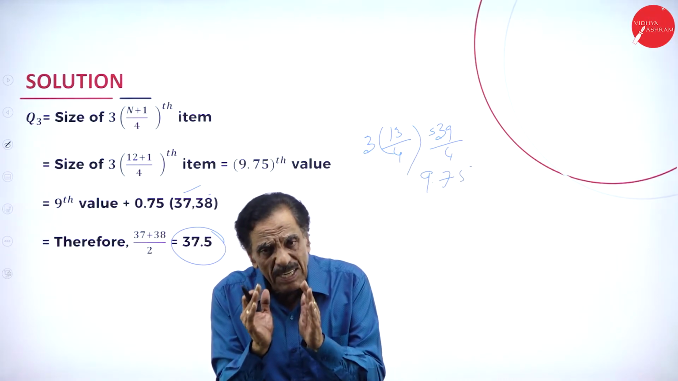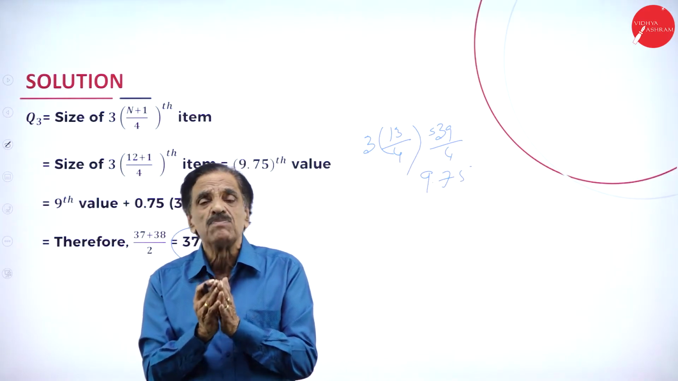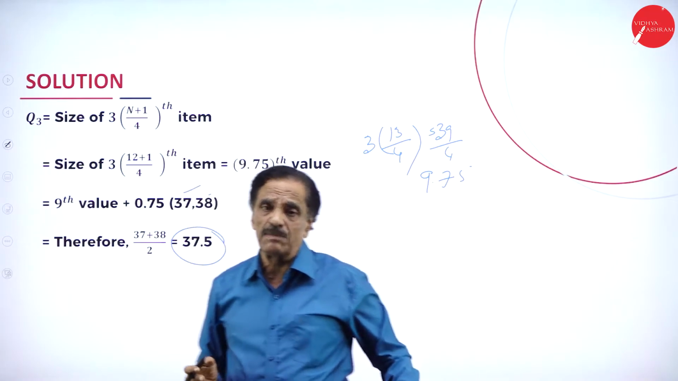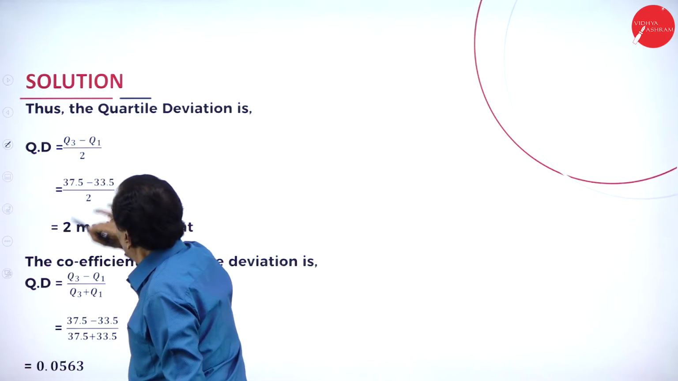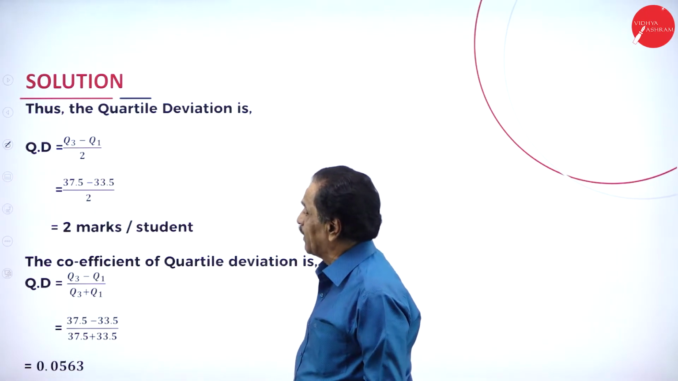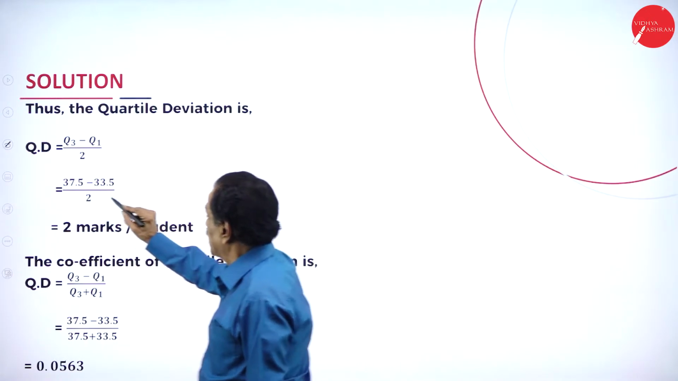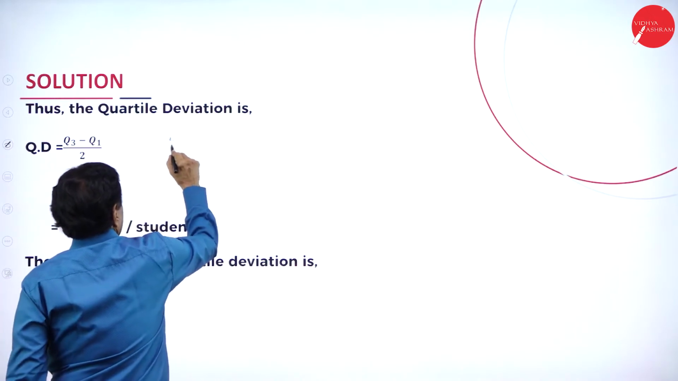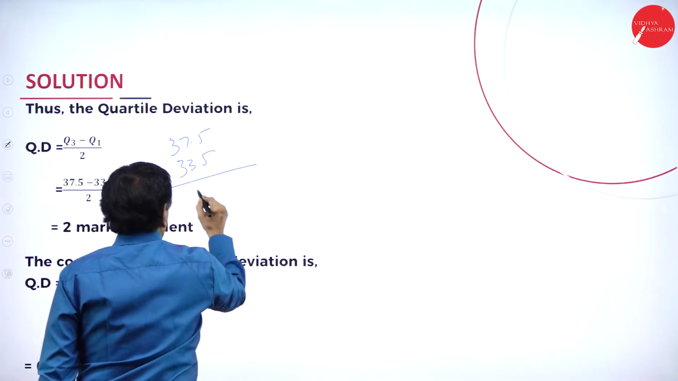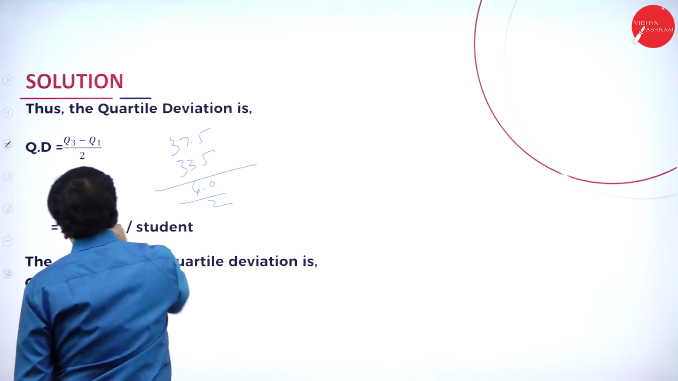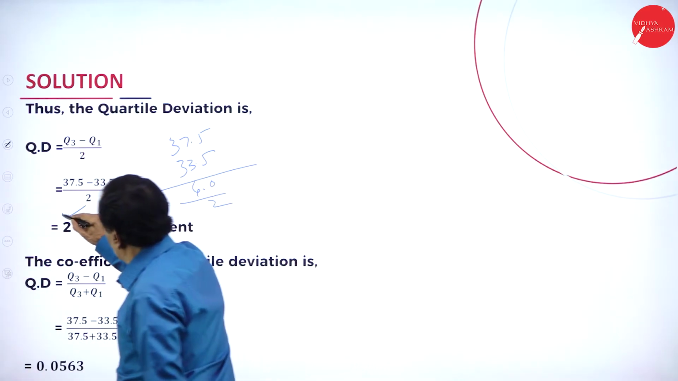So what's the formula for quartile deviation? Quartile deviation is equal to Q3 minus Q1 divided by 2. Apply the formula. What is Q3? 37.5 minus 33.5 divided by 2. It will come to 4.0 divided by 2 is 2 marks per student. This you are doing for a student. That's why the answer is 2 only.